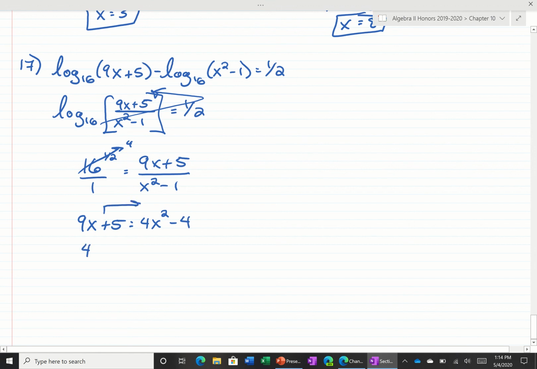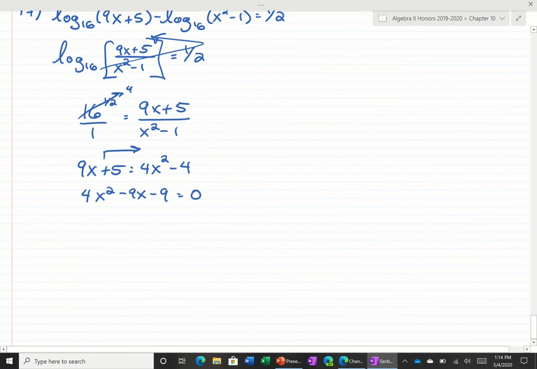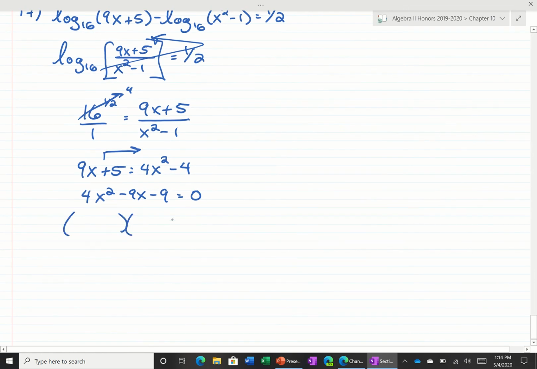We could bring these terms to the other side. That's how we solve a polynomial. So 4x² − 9x, and then bring the 5 over, we get − 9 is equal to 0. If we factor this, so let's see, factors of 4, and then 9, would be that, 12, so negative 12 plus 3, that would be how you factor.